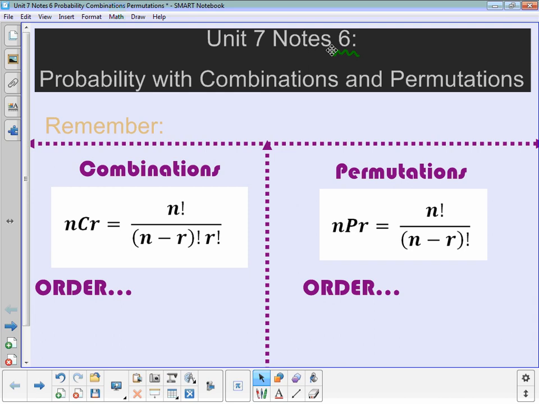Now we are putting things together. We did combinations and permutations earlier in the unit. Then just recently we talked about probability. Now we're doing probability with combinations and permutations. So just a few reminders, things that we should remember.